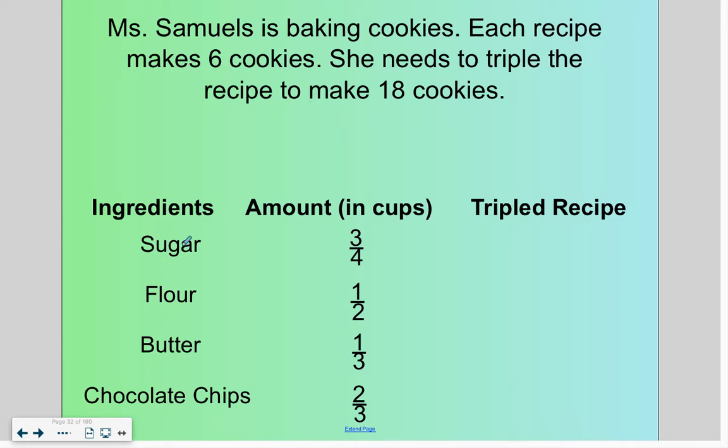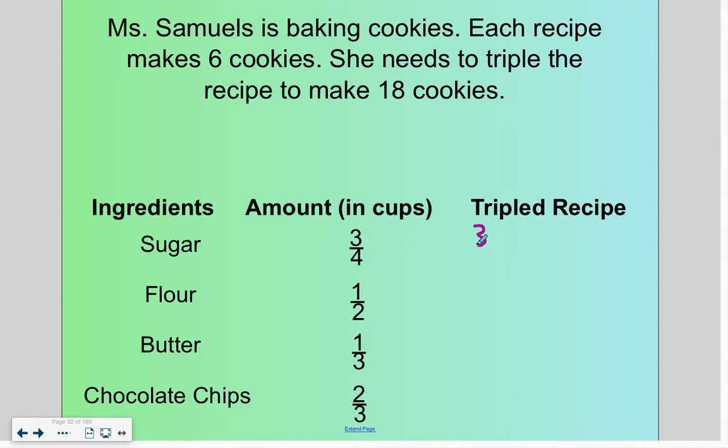So here we have our ingredients: sugar, flour, butter, and chocolate chips. And for one recipe, there's 3/4 a cup of sugar, 1/2 a cup of flour, 1/3 a cup of butter, 2/3 a cup of chocolate chips. If I want to triple this recipe, that means I need 3 groups of each amount.